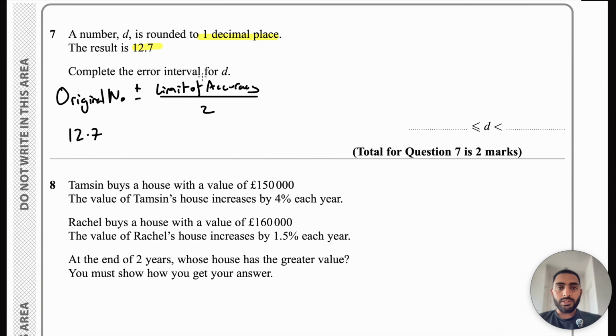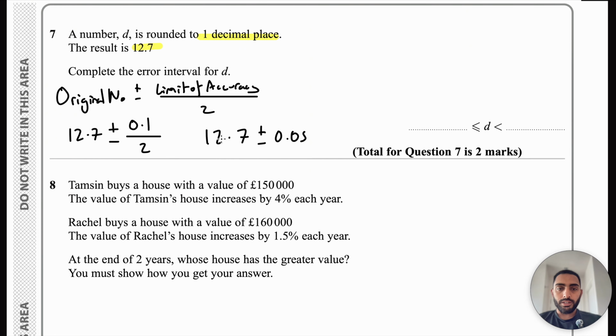The limit of accuracy is just what it has been rounded to. Because it's 1 decimal place, it's rounded to the nearest tenth, or 0.1. So we're doing plus and minus 0.1 over 2. 0.1 over 2 is 0.05, so we're doing 12.7 plus and minus 0.05.